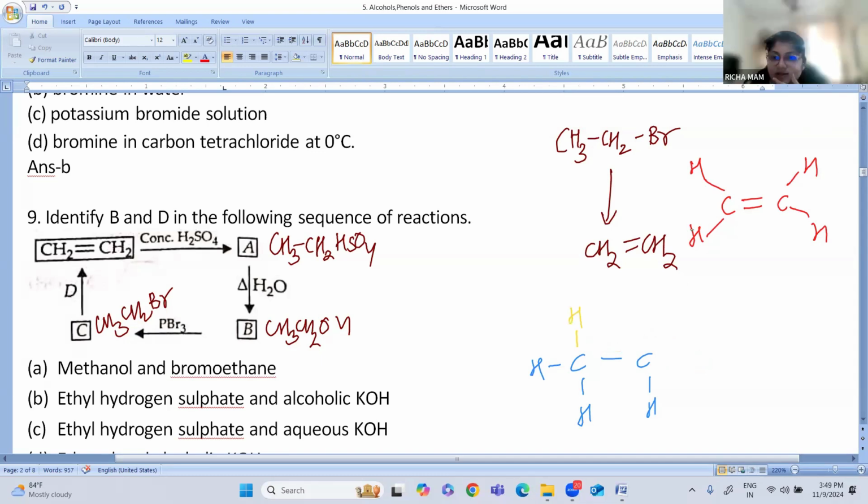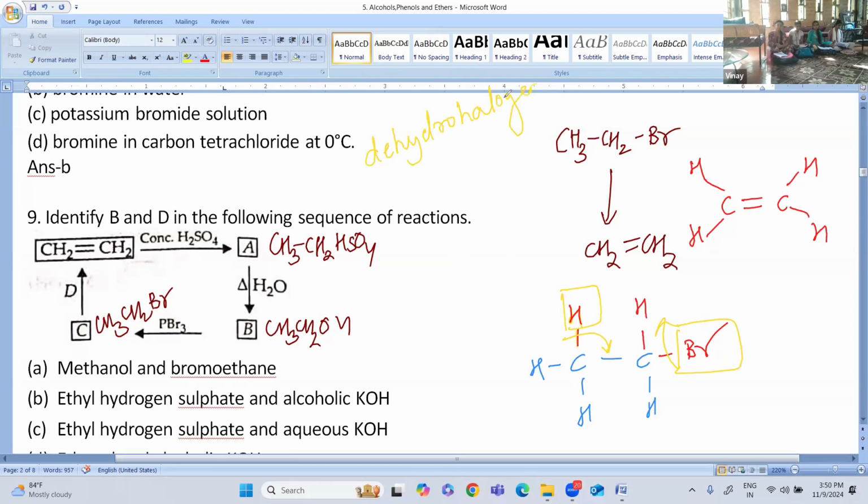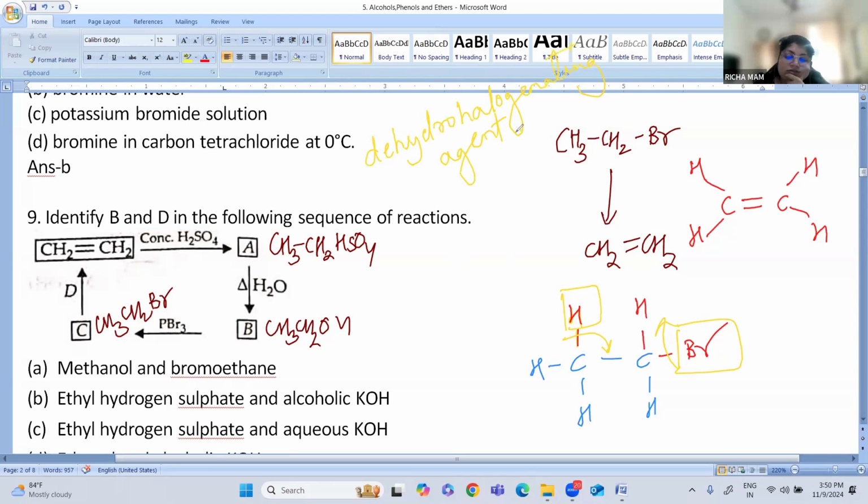Take another pen. This was your H and Br. So what is happening? This is forming a bond and this is leaving. So one hydrogen and one halogen is leaving. So what is it? It is a dehydrohalogenating agent.